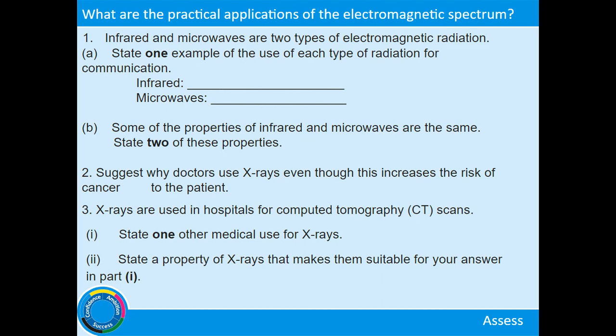Infrared and microwaves are 2 types of electromagnetic radiation. State one example of the use of each type of radiation for communication. So for infrared and for microwaves, you cannot use cooking. Cooking is not a form of communication, so we want the other type of examples that you would use infrared waves and microwaves for.